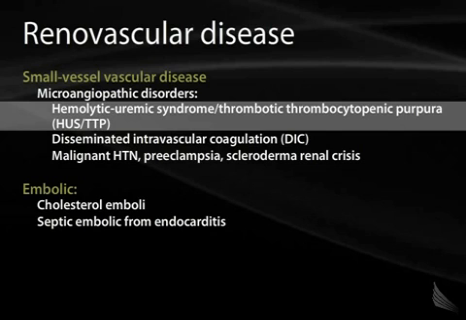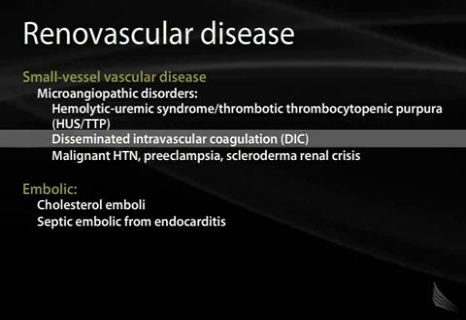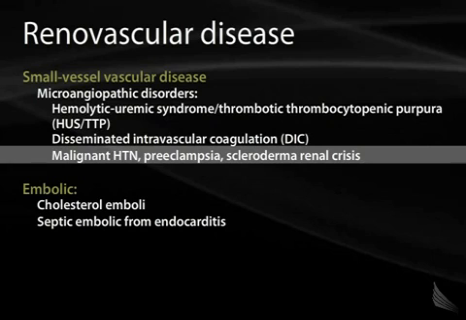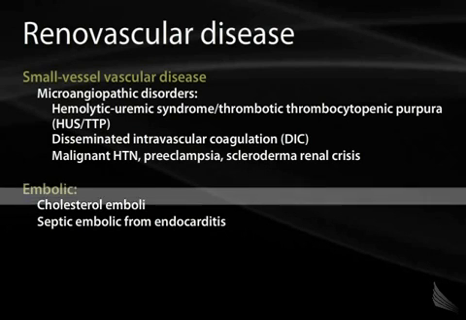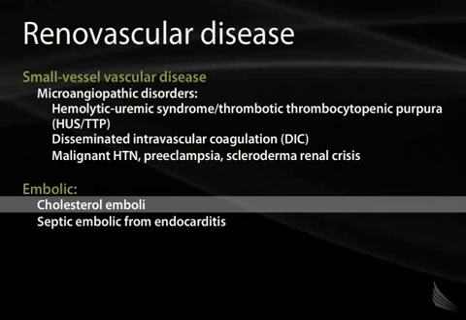However, anything that causes microangiopathic hemolysis can also lead to renal failure, including DIC, malignant hypertension, preeclampsia, and scleroderma renal crisis. Embolic disease can also cause small vessel vascular disease leading to renal dysfunction. Cholesterol emboli is the most commonly clinically encountered scenario. Cholesterol emboli can result from any sort of intervention into a vascular system that is rich with cholesterol plaque. Specifically, peripheral vascular interventions, abdominal aortic aneurysm surgeries, or even coronary angiograms can lead to cholesterol embolization and renal dysfunction.